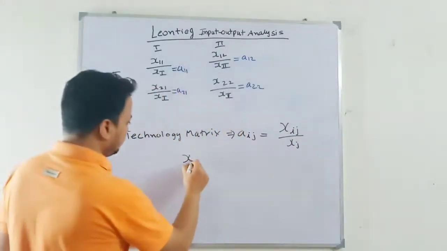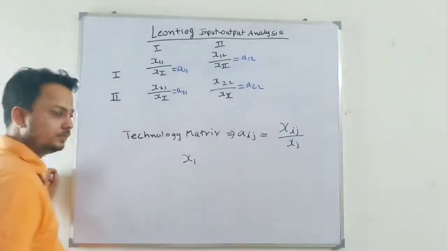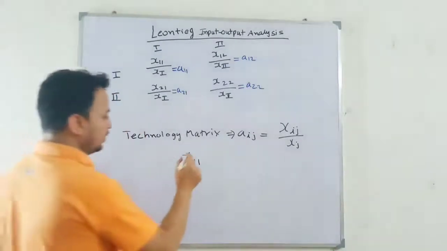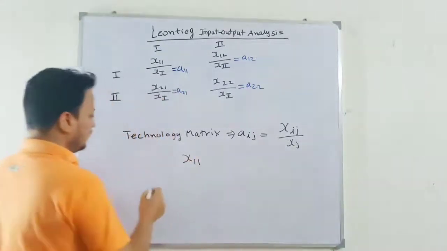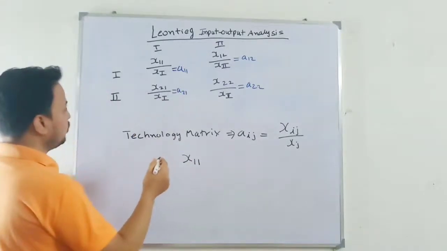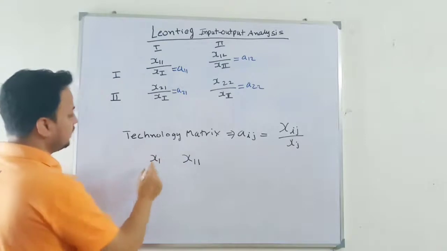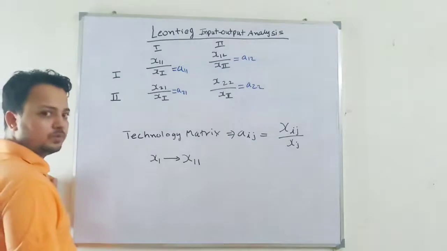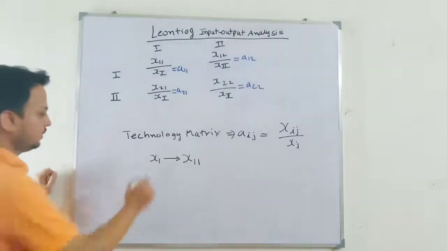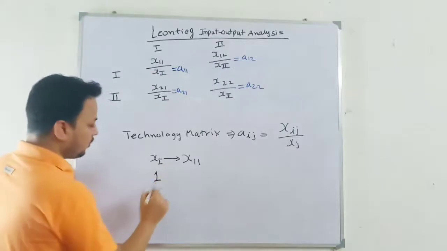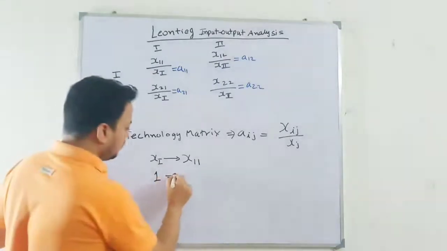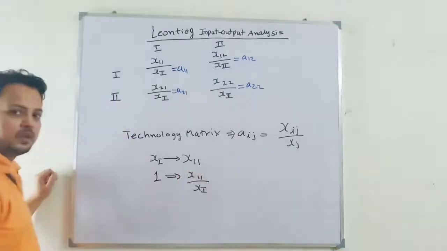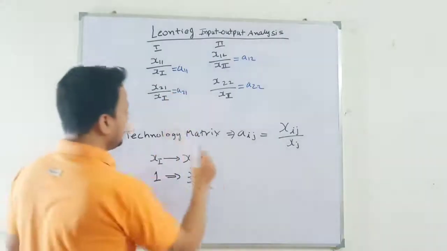So this is what? Amount of output of industry 1 used by industry 1 to produce X1 unit of output. So when you are producing X1 unit of output, you require this much of inputs from your own industry. So when you are producing 1 unit of output, you will require this much input from your own industry, and it is represented by A11.